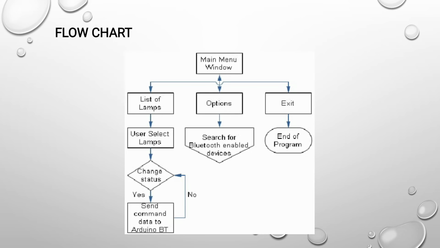The flowchart depicts that the main window consists of three options: list of lamps, options, and exit. Exit is nothing but the end of the program. Options are for searching for an enabled device. The list of lamps consists of user-selected lamps, and we can change the status like yes or no. As I said before, we only have two commands, yes or no.